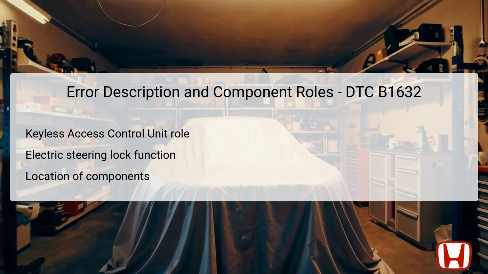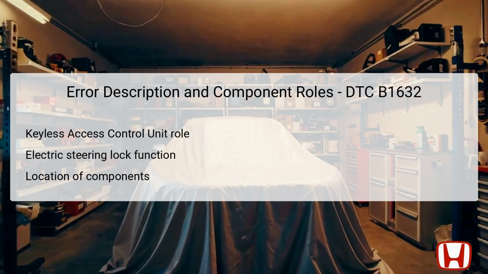DTC B1632 pertains to a malfunction signal originating from the MTR CONT line of the keyless access control unit. This unit is crucial for the vehicle's electronic functions, especially in facilitating keyless entry and ignition.